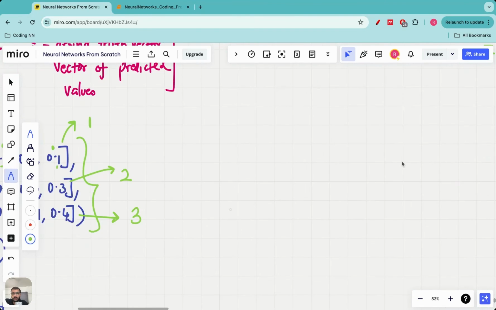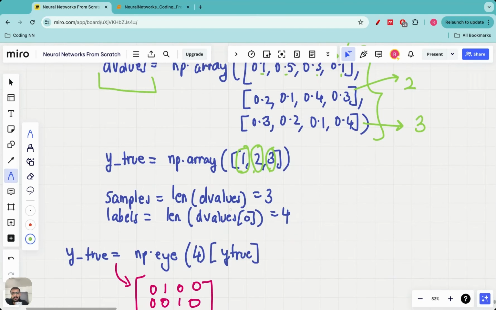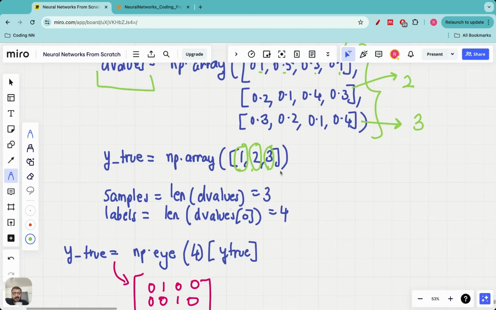And take the negative of that division, like what we saw over here. But what if the true values were not in the form of vectors, but they were in the format of numbers? If this is the case, then we will have to use a technique which is called one hot encoding. So what one hot encoding actually does is that it will convert these set of numerical values into vectors. But how to do that?